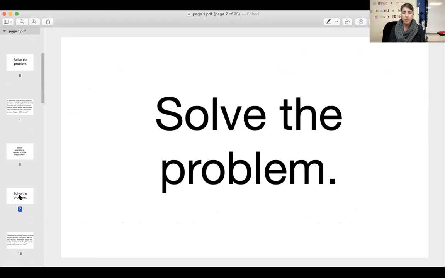Now you need to solve the problem number 2 on page 119. And when you have, you're going to answer in the box, how many pieces of paper did they use?